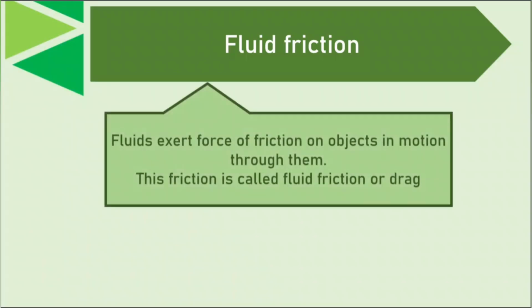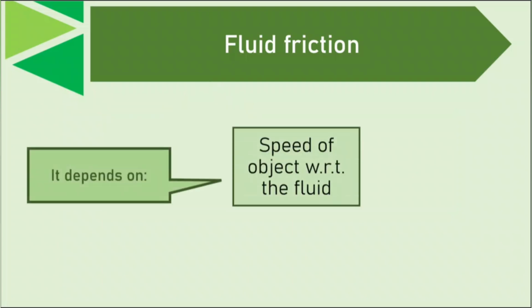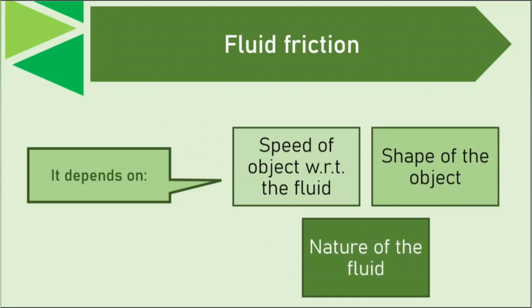Fluids exert force of friction on objects in motion through them like we saw airplanes, submarines, etc. This friction is called fluid friction or drag. So another name for fluid friction is drag. It depends on certain factors like speed of object with respect to fluid. That means that it's not just only the speed of object because fluids also move. So you should also keep in mind the speed of fluid and then compare the speed of the object and the fluid. Shape of the object and nature of fluid.